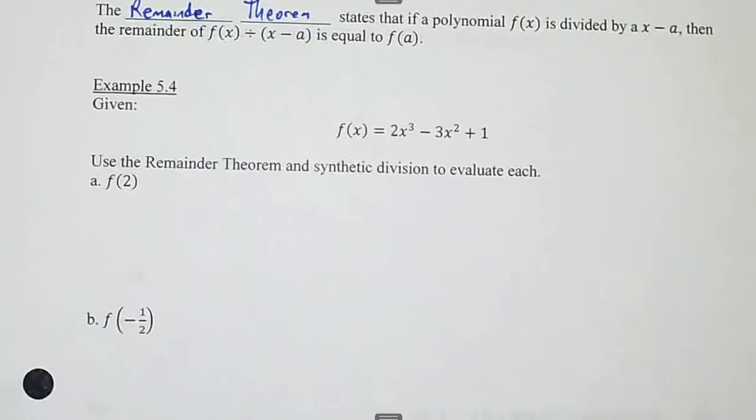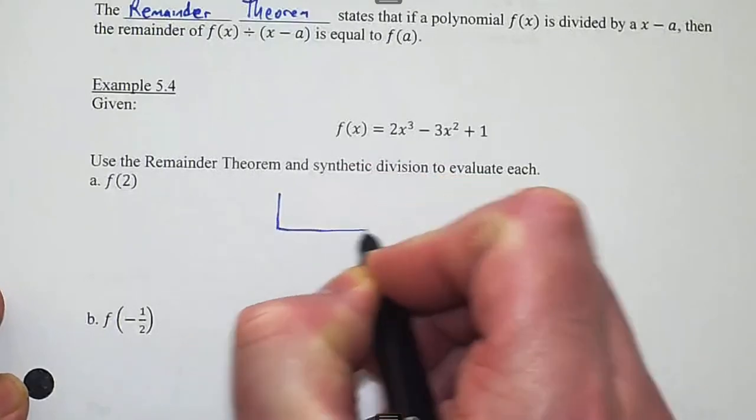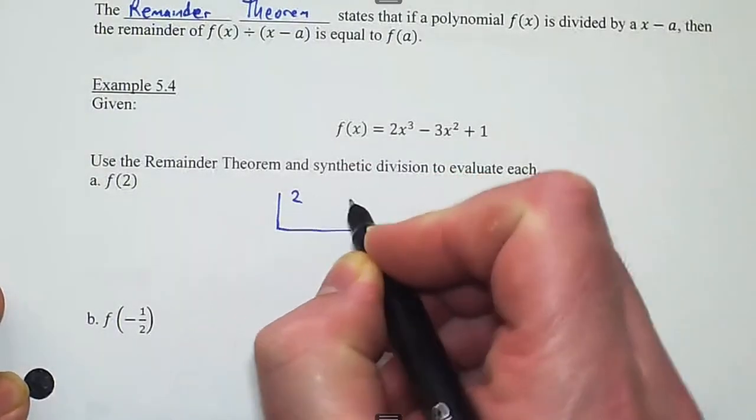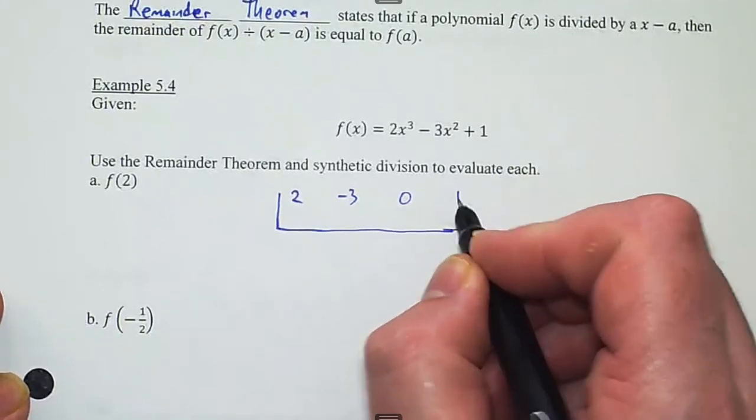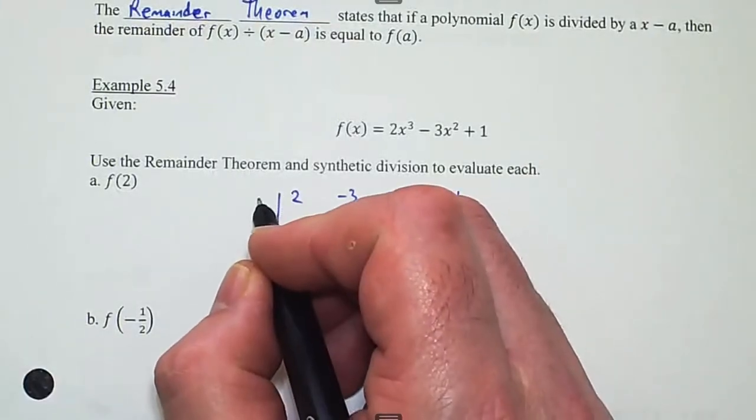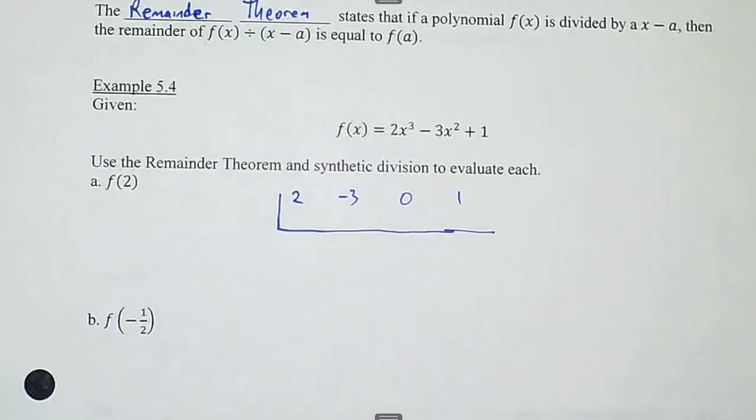All right, so here we go. We got this polynomial. Let's use it. Let's use the remainder theorem to evaluate f of 2. So I will simply do synthetic division. 2x cubed, negative 3x squared. Got to have the 0, though, for the x, and then the 1. So I'm going to plug in what would go here?